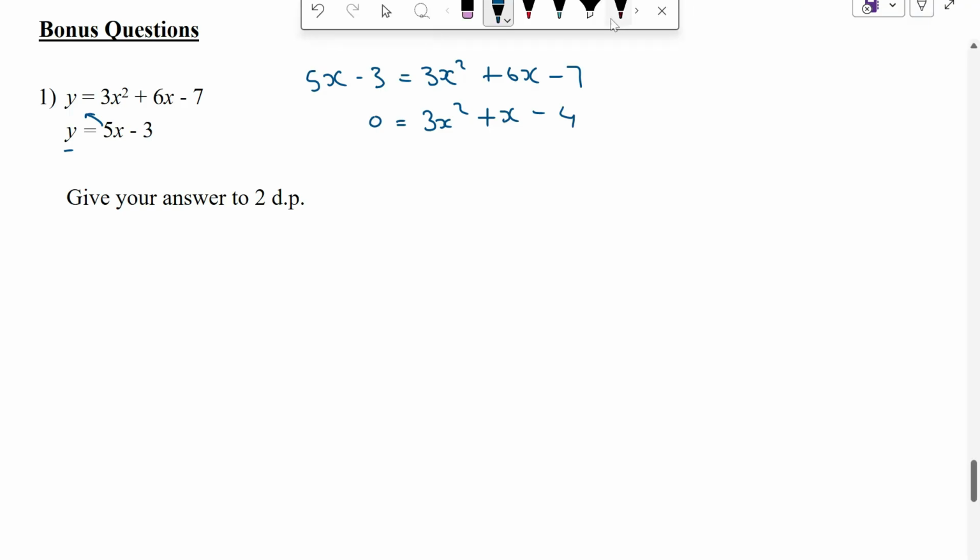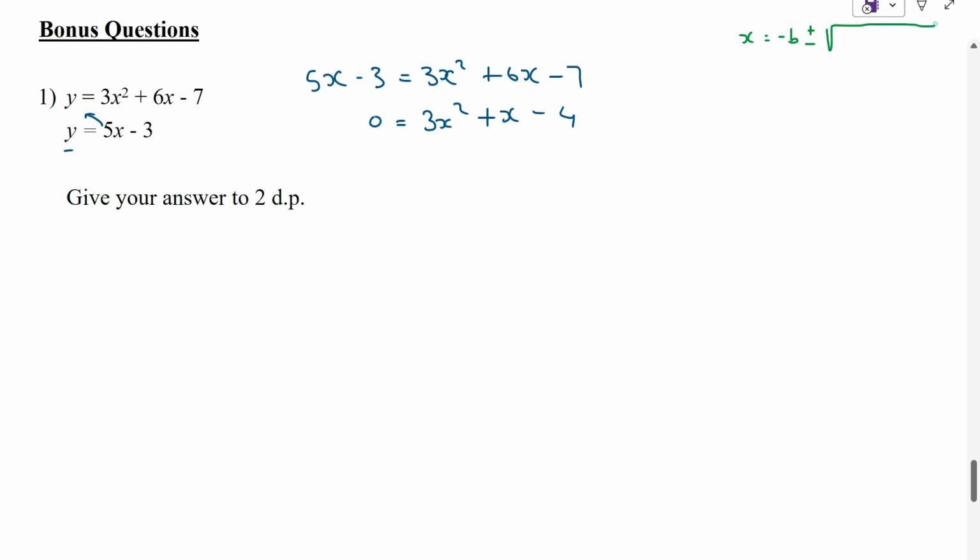Okay, so a quick reminder, the quadratic equation is x equals minus b plus or minus the square root of b squared minus 4ac, all over 2a. So let's go ahead and write out our values for a, b, and c in this equation. So a equals 3, b equals 1, and c equals minus 4.